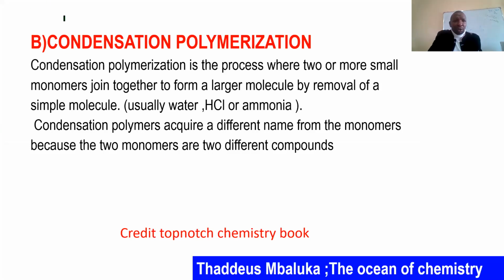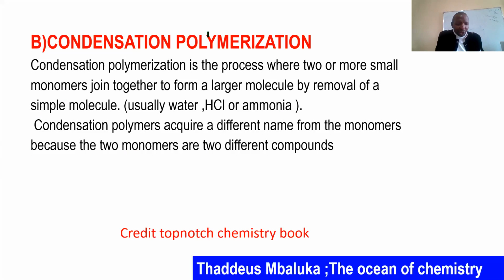So we go to condensation polymers. Condensation polymerization is the process whereby two or more small monomers join together to form a larger molecule by removal of simple or rather smaller molecules, like water or ammonia. Condensation polymers acquire different names from the monomers because the two monomers are different.